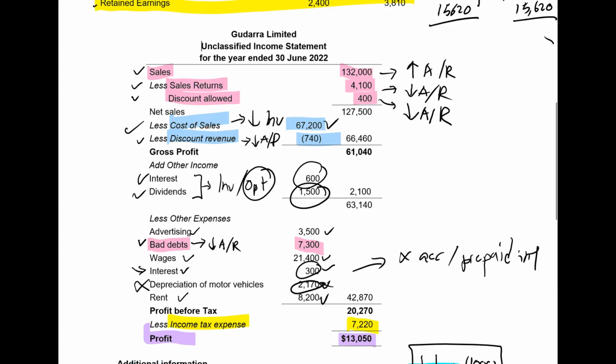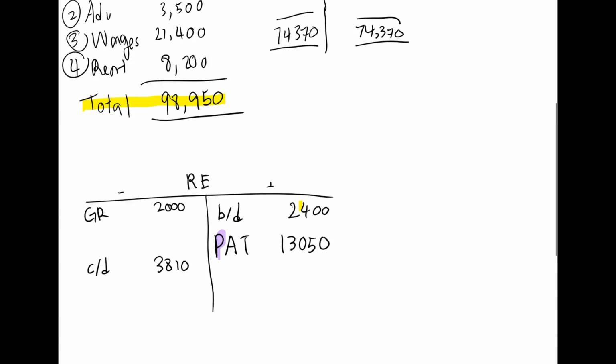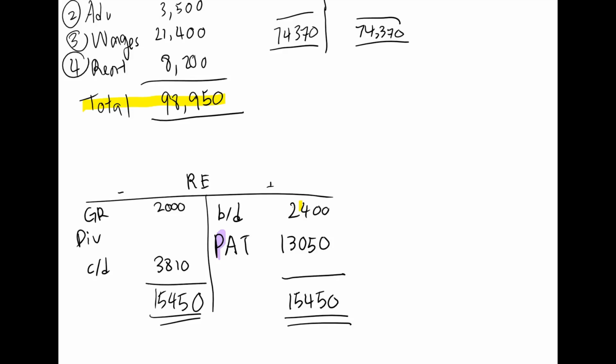And then I think that's all. So you need to find out how much of dividends you have declared during that year. 13050 plus 2400, you get 15450. So 15450 minus 2000 minus 3810, you will get 9640. This 9640 is the amount of dividends you have declared this year.